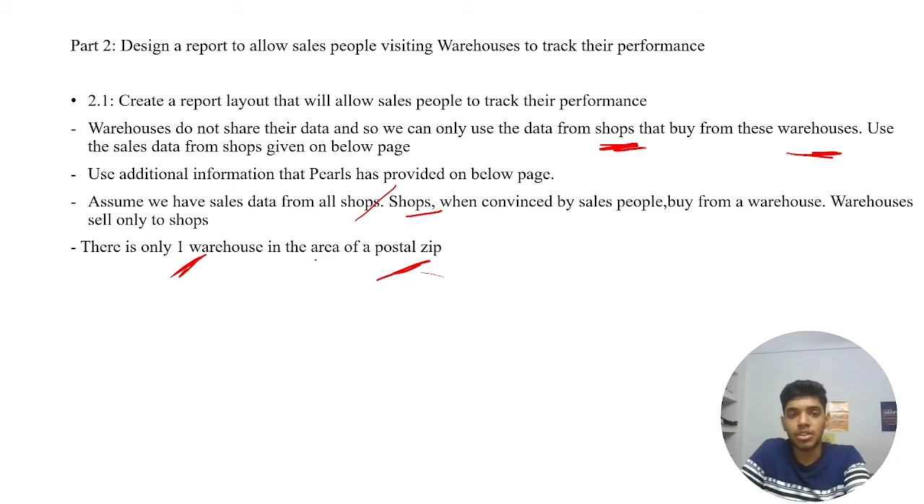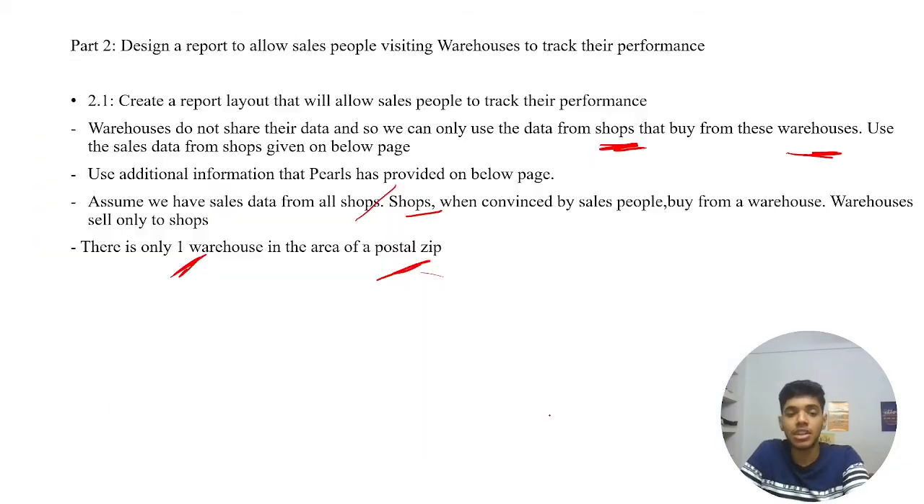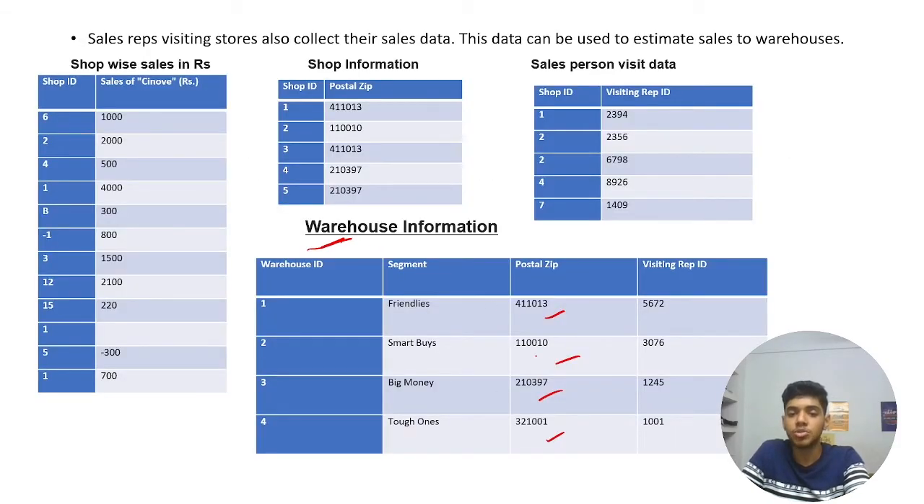If you go to the next page, we can see in the warehouse information table that all the warehouse IDs have different postal zips. That is shown in the given information: there is only one warehouse in the area of a postal zip. So it is confirmed that each postal zip has a distinct warehouse ID. So there are no same postal zips for different warehouse IDs.